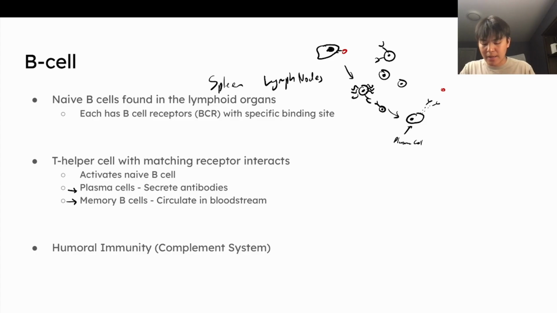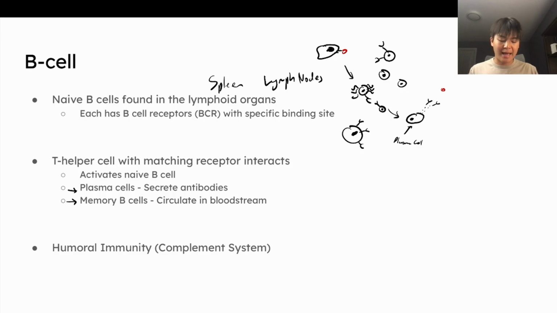And we also have some memory B cells. So this also happens. And what do memory B cells do? Well, they're kind of just chilling there. I mean, he's just chilling with his receptors and all, but he's already primed with this antigen. He already knows this is the antigen he needs to use.